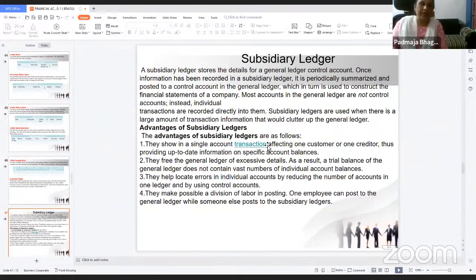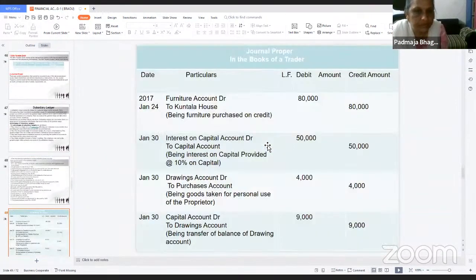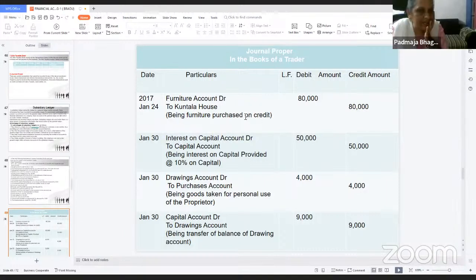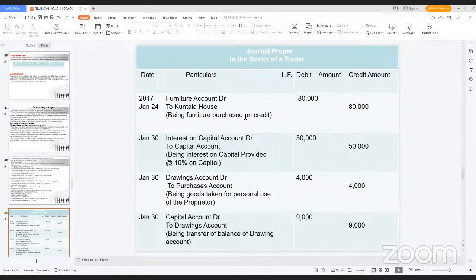Next are the advantages that you can read from your book. Suppose you have purchased furniture from Kuntala House. How do you write it? Furniture account debit to Kuntala House. That is, furniture is a debit, Kuntala is a credit. Being furniture purchased on credit. This is the narration.